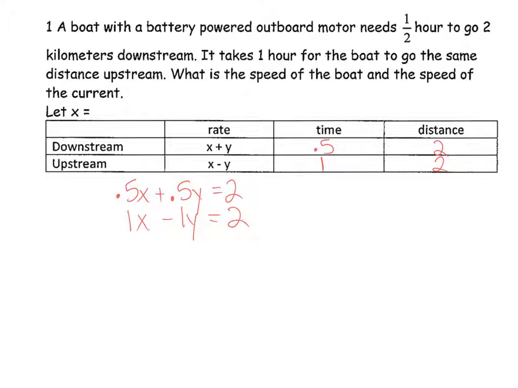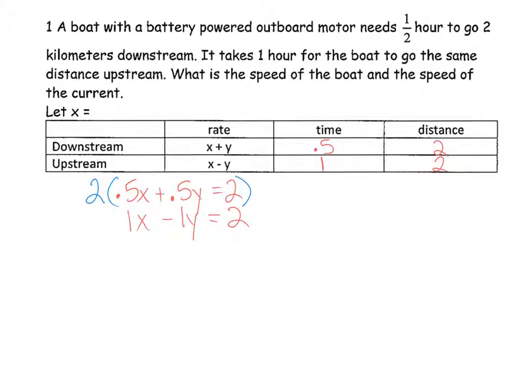So what do I do to 0.5 to make it a 1? What do I do to 50 cents to make it $1? Times by 2, I double it. 50 cents doubled makes $1. So you're going to do that. Multiply your top equation by 2. Don't touch the bottom equation. It's already perfect.